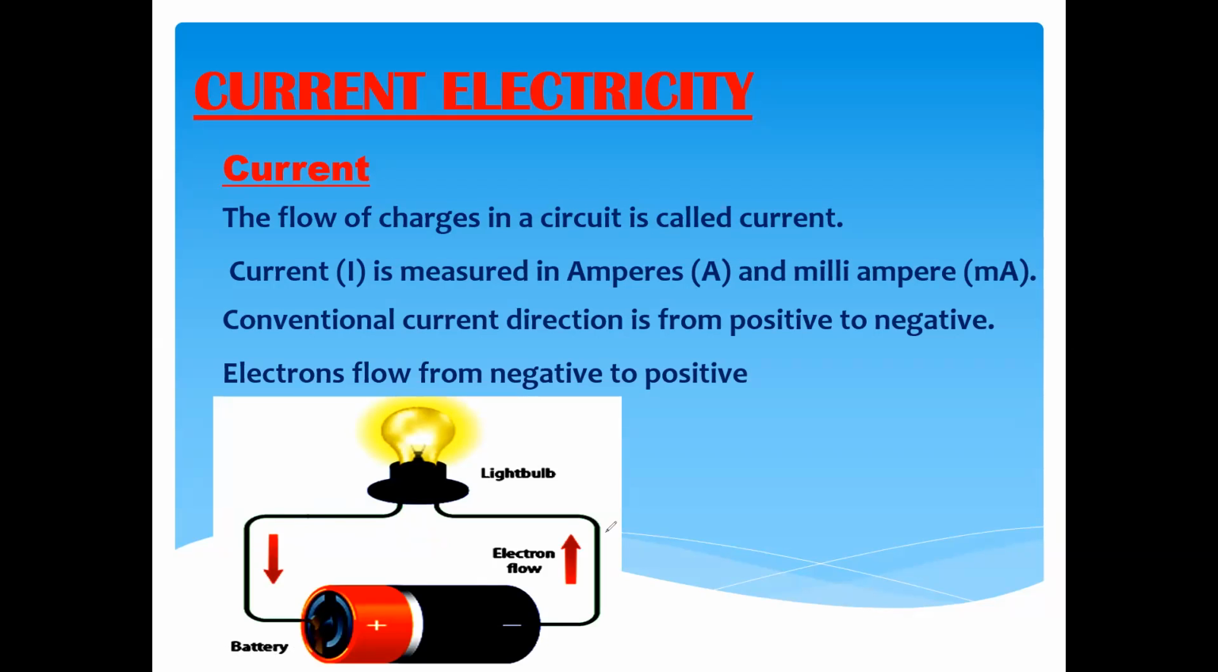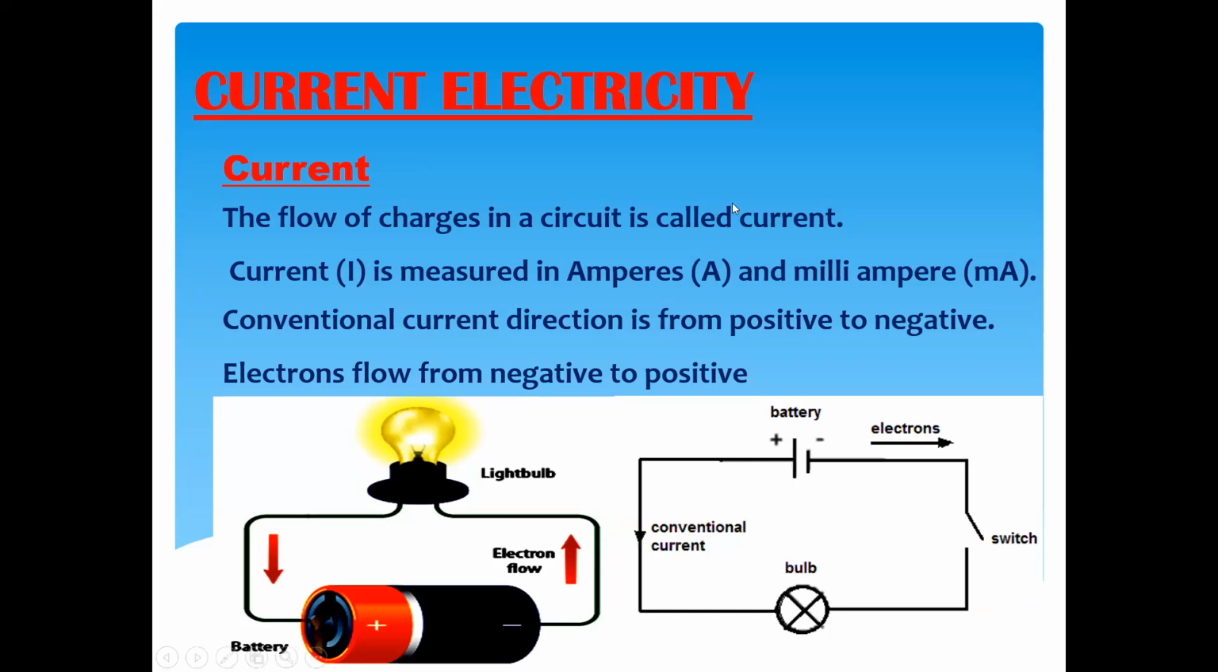from positive terminal to the negative, and the electron flow is always opposite, that is from the negative to the positive terminal. So when the question asks you to draw an arrow to show the direction of the conventional current, you should always draw from positive to negative. Whereas electron flow is in the opposite direction, from negative to positive.